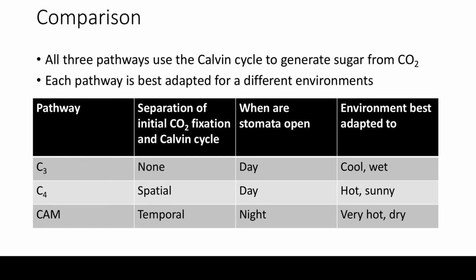In CAM plants, the initial carbon dioxide fixation and Calvin cycle are separated temporally. The stomata are open during the night in CAM plants. CAM plants are best adapted to very hot and dry environments. Because of the hot environment that C4 and CAM plants are both found in, both plants have adapted over 25 times to overcome the loss of water by photorespiration.